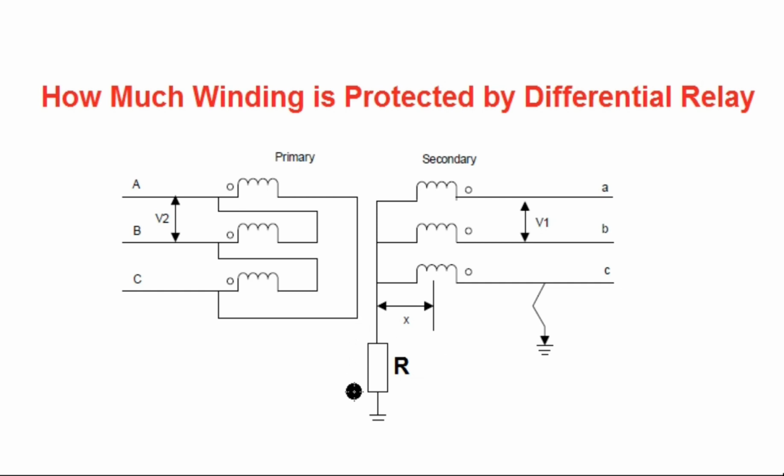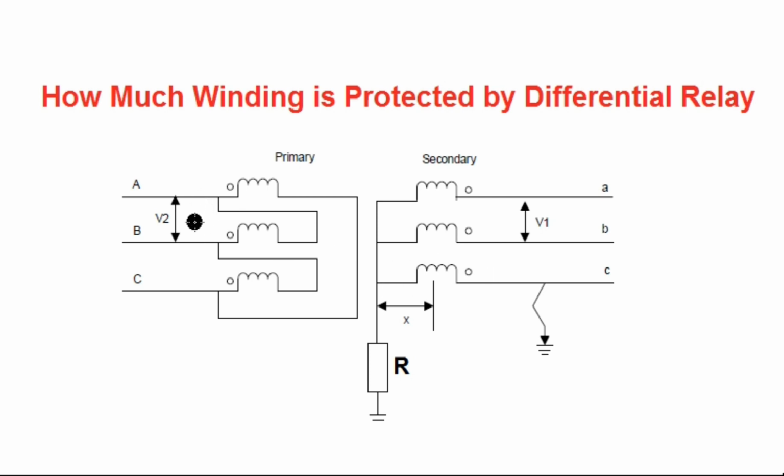So here a resistance is connected. The value of the resistance is such that if any earth fault occurs in the star side of the winding, this resistance will limit the fault current to the full load current. The resistance is connected between the neutral point and earth. The purpose of the resistance is to limit the earth fault current in the star side of the transformer to the full load current under its full capacity.